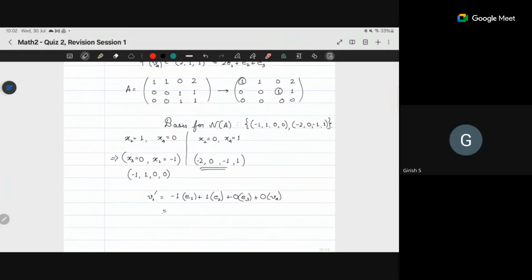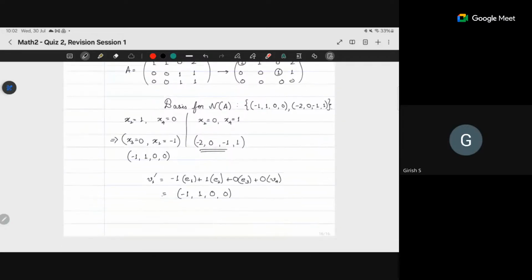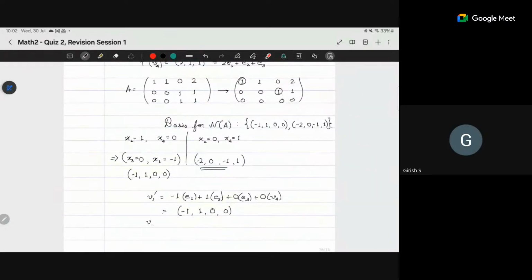And what is this? In the standard form, it will be -1, 1, 0, 0. So that's why you see that the first one was not just a coincidence that it worked. But for the second vector, you have -2 times E1 plus 0 times E2 plus -1 times E3 plus 1 times V4.